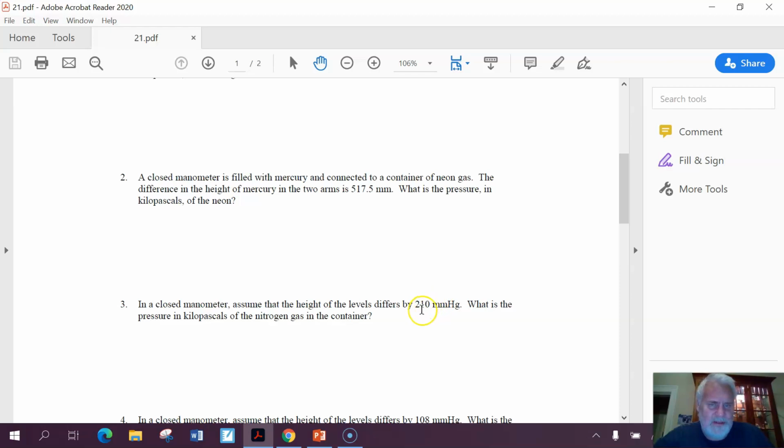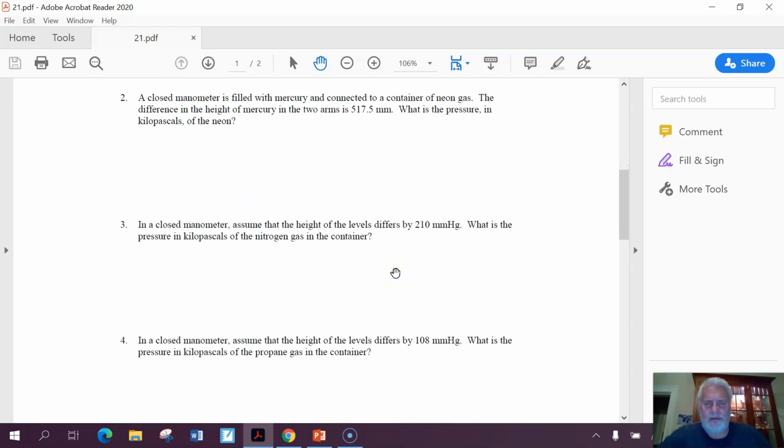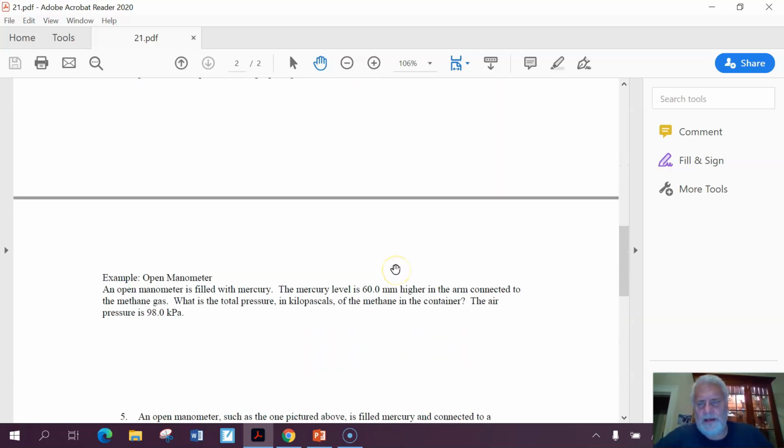That 0 is not significant. There's no bar over it. It's not 2.10 times 10 to the second. So that means your answer can only have 2 significant figures. So I did want to point that out to you.